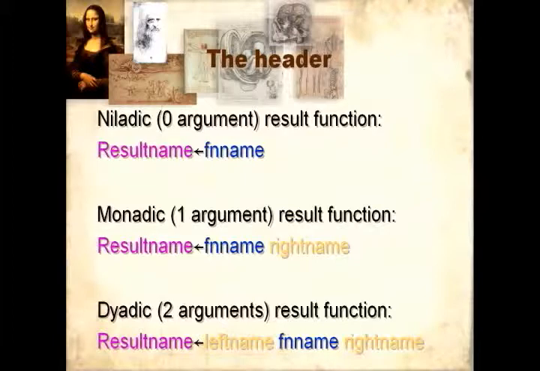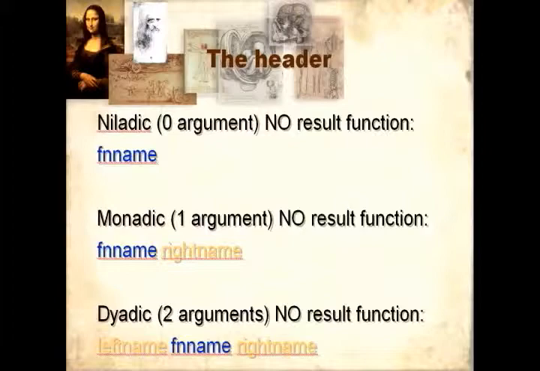A dyadic function, one with two arguments, that would return a result would be written this way: the name of the variable that would hold the result on the left, the assignment arrow, the name of the left argument, the name of the function, and finally the name of the right argument.